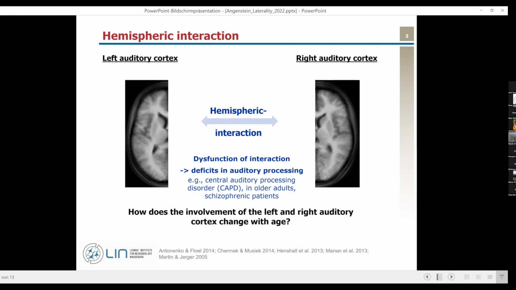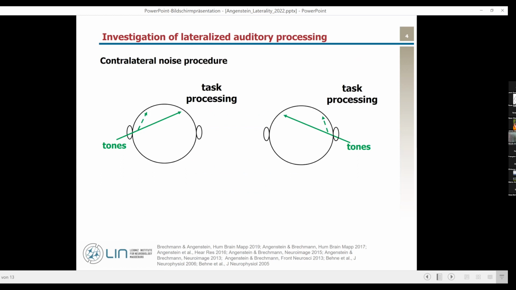The aim of the present study was to answer the question, how does the involvement of the left and right auditory cortex change with age? For the investigation of lateralized auditory processing, we use the contralateral noise procedure. During this procedure, we present the task-relevant stimuli only on one ear, so on the left and on the right ear, and in half of the cases, we present contralateral noise.